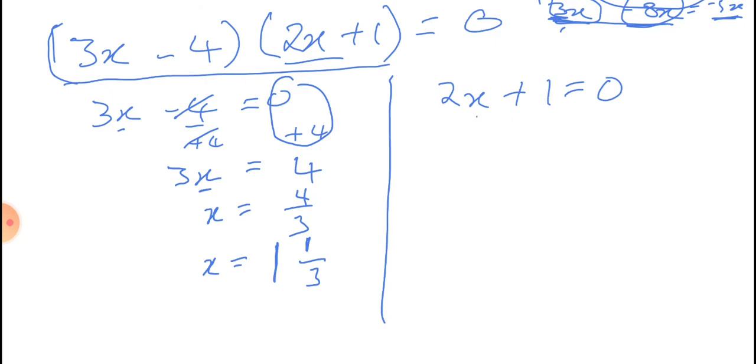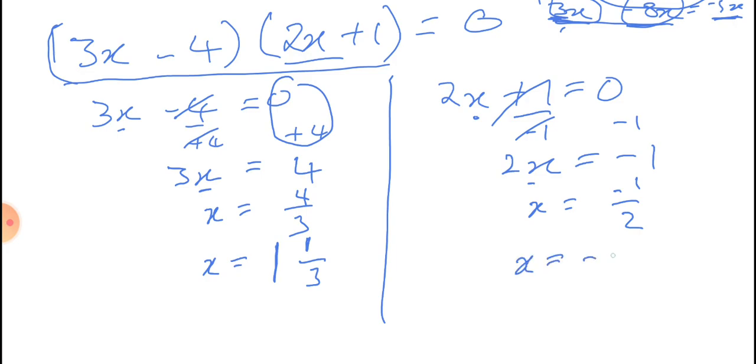so to get the x on its own, I have to go to this plus 1, so take away 1 from both sides. So on the left hand side, plus 1 and minus 1 cancels out, leaving me with just 2x, and 0 take away 1 is minus 1. And now I have to get the x on its own by dividing by 2 on both sides. So if we divide by 2 on both sides, x is equal to minus 1 over 2, or minus 0.5. So these are 2 solutions.